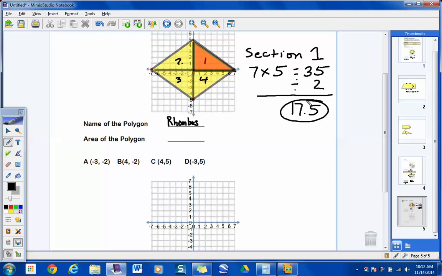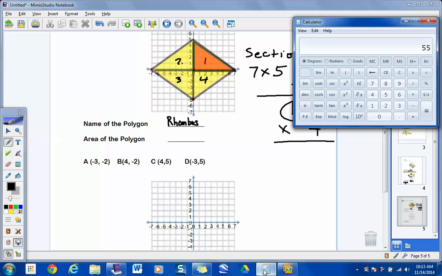Now guys, check it out. In these triangles right here, like this red one where your base was 7 and your height was 5, isn't the base 7 and the height 5 for all 4 of them? So what's going to be true about all 4 triangles? Each of those sections is going to be an area of how much? 17.5. So what am I going to take this one section times, guys? Okay, so here we go. 17.5 times 4. 70 is correct.